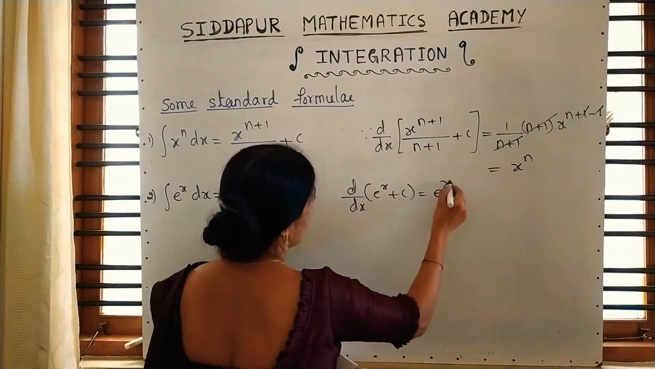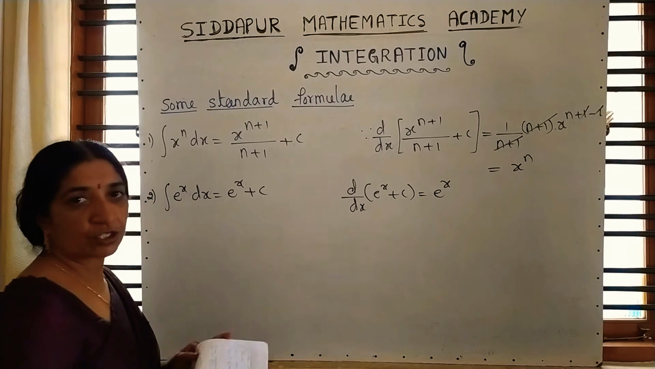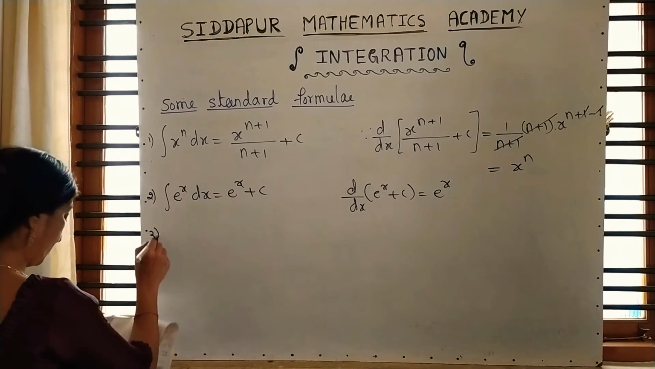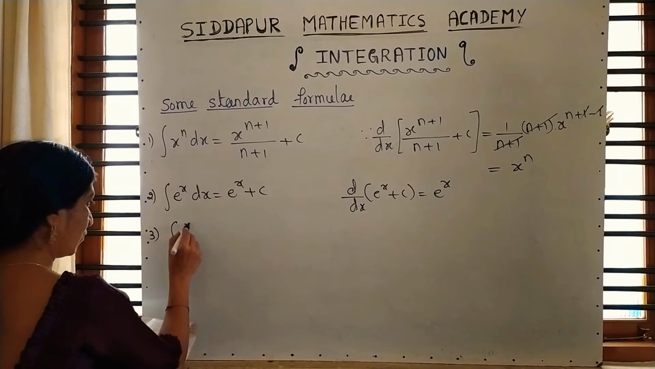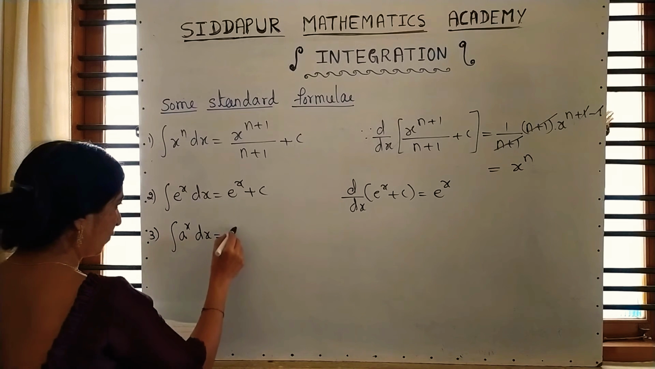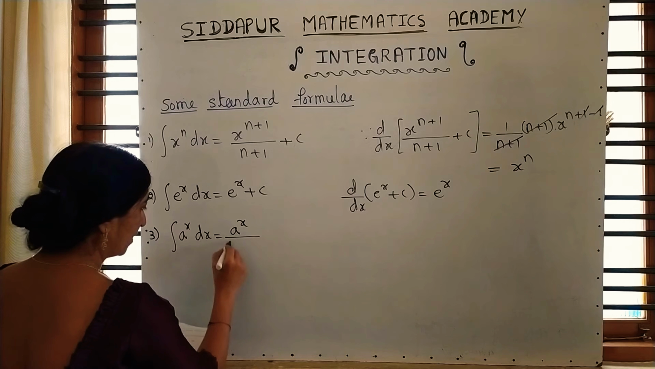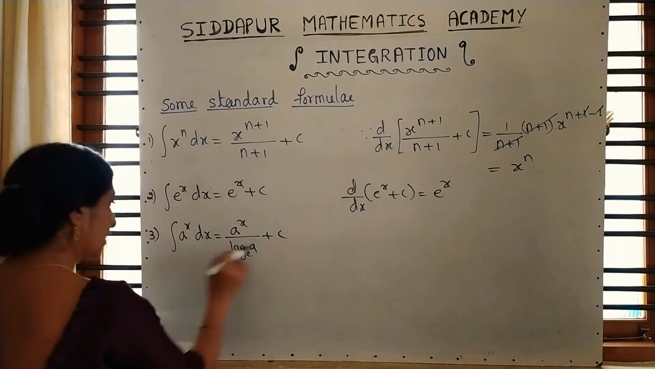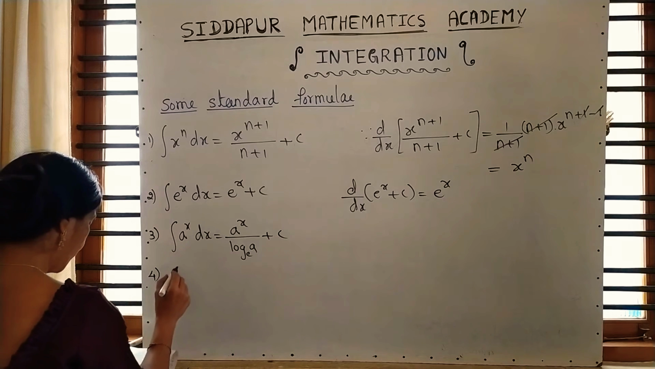Differentiation of e raised to x is e raised to x. Differentiation of c, c is a constant, is 0. No need to write that. Next onwards I will write the formula directly, because now you are familiar with how we are doing. In the next also, if you differentiate the right side, you will get the answer.